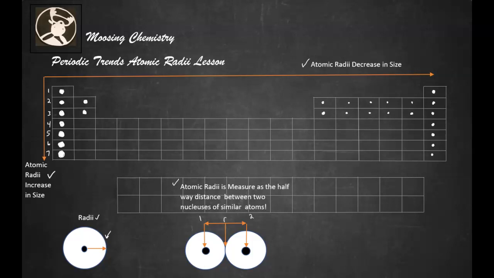How do you find the atomic radii? It is measured as the halfway distance between two nuclei of similar atoms. So we would take, for example, two atoms of helium. And when they're side by side, we would measure the distance from the nucleus of one helium atom to the nucleus of another helium atom and divide that in half, and that would give us the radius of the atom.